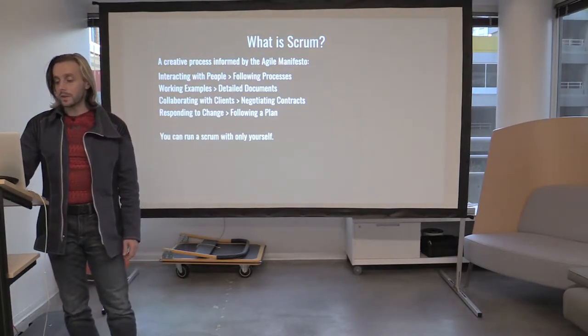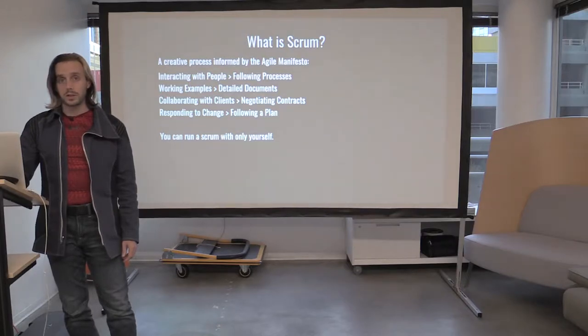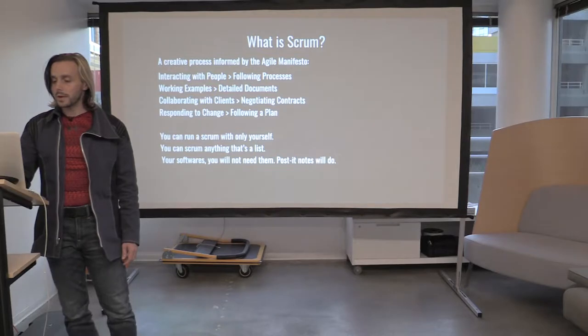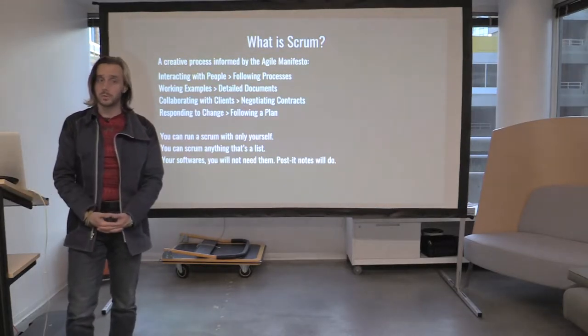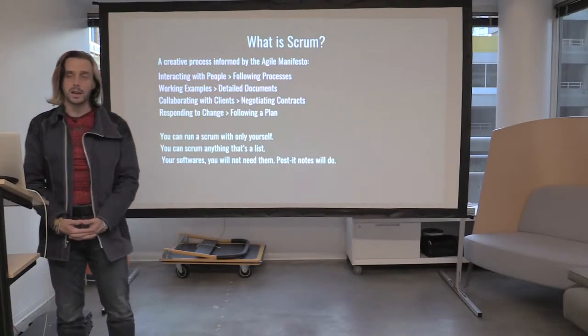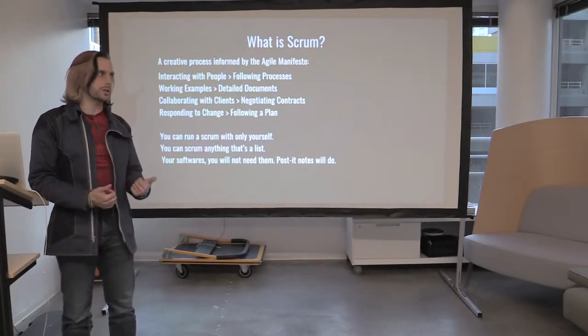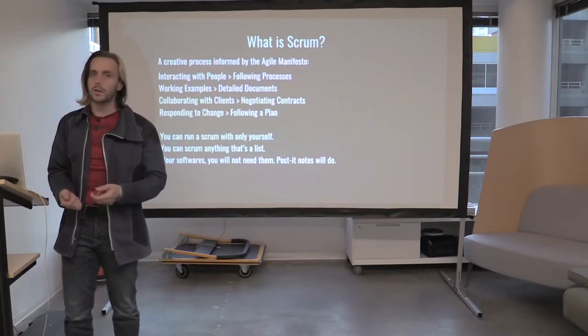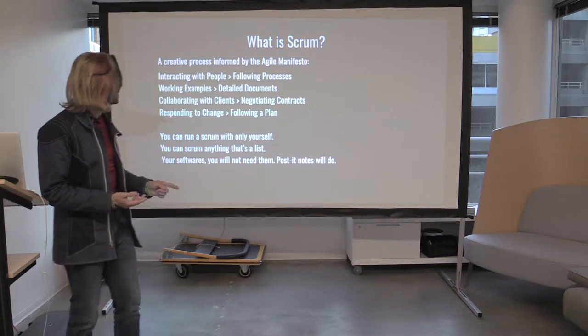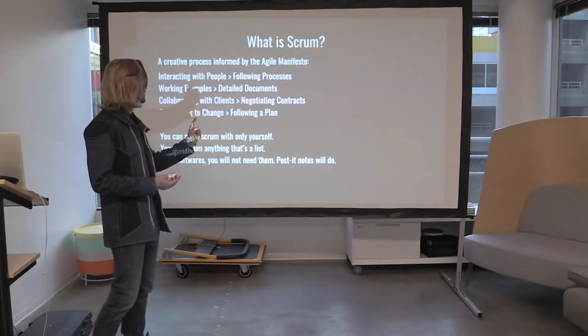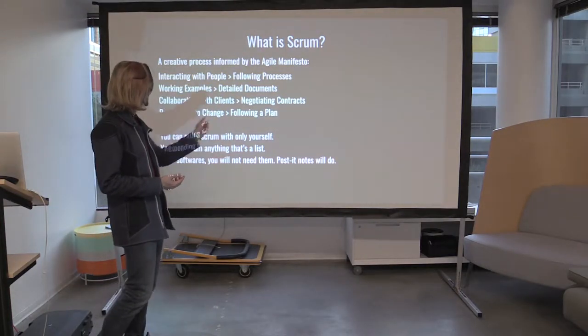So you can also just run a scrum with only yourself, and that's where a solo scrum comes from. You can also scrum anything that's a list. As long as you have it in a list form, it can be scrummed. Your software, you will not need it. Post-it notes will do. Post-it notes and a blank wall is really all you need. Yeah, sure, there are tools like Jira or Pivotal Tracker or Trello. Those are all great. But Scrum isn't about the tools or the processes. It's about you interacting with yourself and with others.